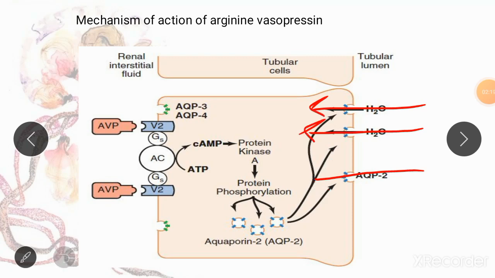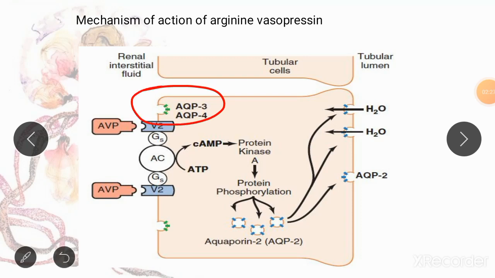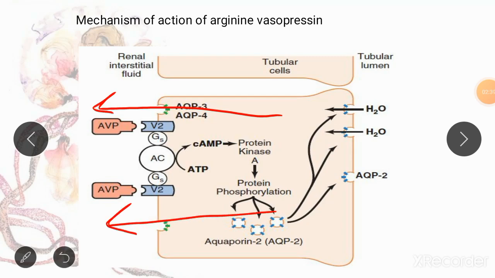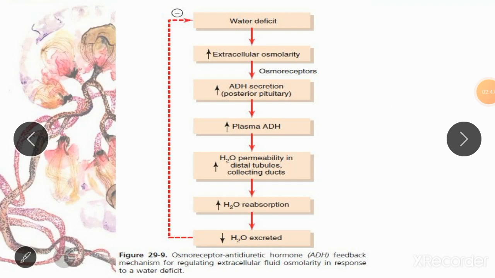There is also incorporation of different types of aquaporins known as aquaporin 3 and 4, which are incorporated on the basolateral side of the renal epithelial cells. These act as channels for the movement of water from within the cell to the peritubular capillaries passing through the basolateral membrane. So this is how ADH helps in the reabsorption of water from the late parts of the nephron.